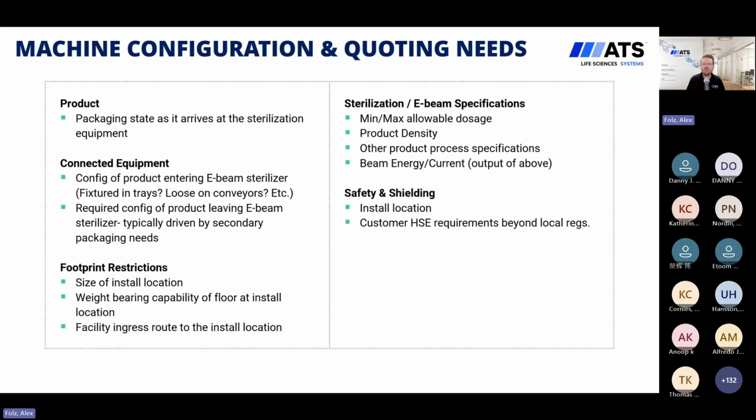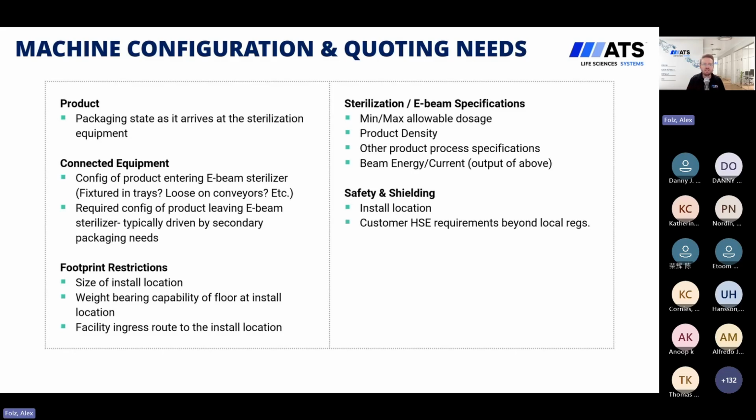Is it fixtured in trays? Are they loose on conveyors, right? ATS has experience integrating all of these cases, right? Tray handlers. We do robotic flex picking for loose on conveyors, right? A whole lot of options there, as well as what is the required configuration of the product leaving the sterilizer, right? And this is typically driven by secondary packaging needs. Does it need to, again, be fixtured? Does the secondary packaging equipment plan to flex pick? In that case, we'll just load to a flat belt conveyor, leave it uncontrolled there. But what do you really need downstream?